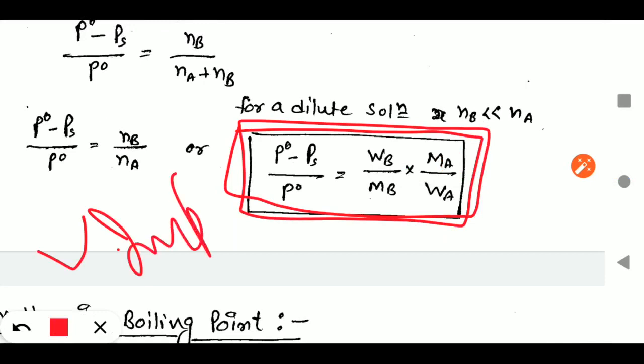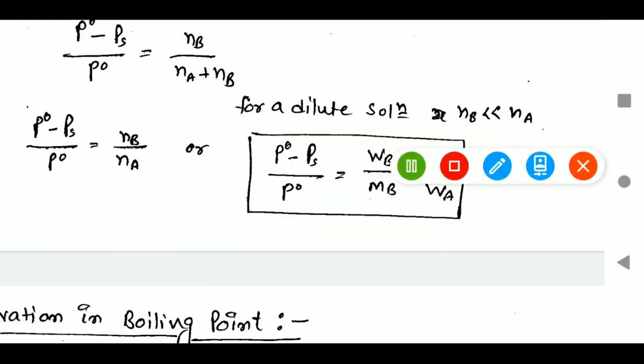Very important formula student, you may get one question on this topic. Okay. P naught minus PS upon P naught is equal to WB upon MB into MA upon WA. So from this formula you can calculate the molecular mass of solute. So now we will discuss some numerical.